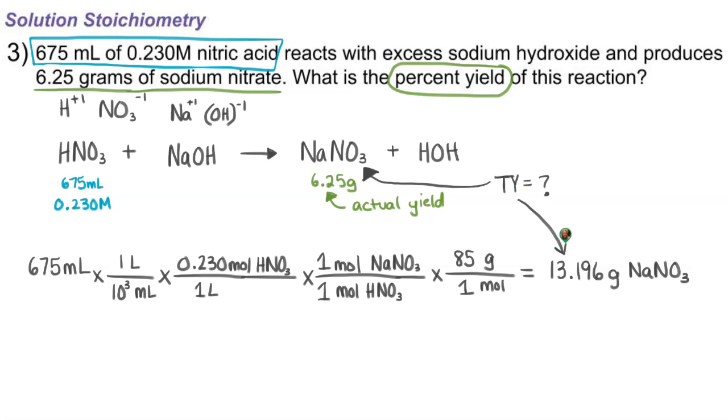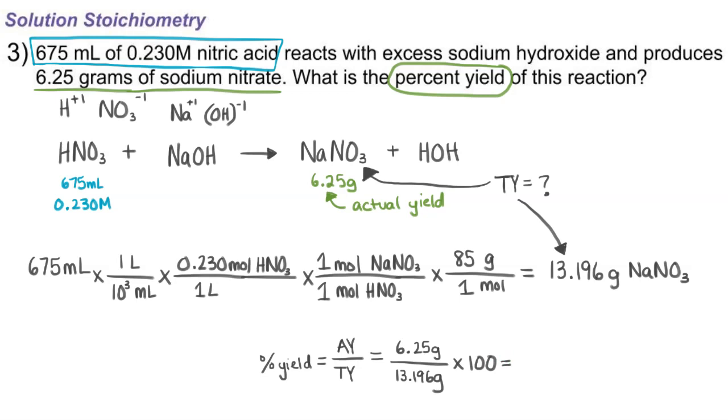Now I have the theoretical yield, so I can calculate out the percent yield. So I'll go ahead and do that. Percent yield is equal to the actual yield divided by the theoretical yield times 100. But we kind of know that part. 6.25 grams is my actual yield divided by the theoretical yield of 13.196 grams. Then of course we will need to multiply by 100 to get that to a percentage.